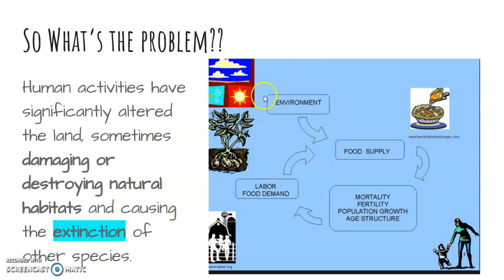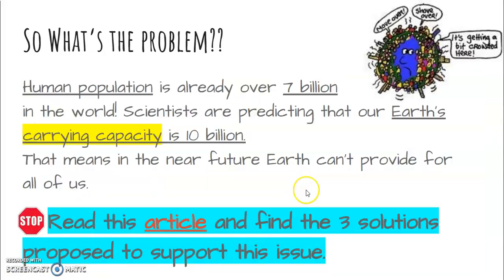Our environment, of course, provides our food supply. Our food supply leads to our mortality, fertility, population growth, and our age structure. And all of those things, such as age or population size, lead to labor and food demand. So these are all interconnected, and it's kind of like a web, and that's why these problems are actually much more complex when we are trying to develop solutions.